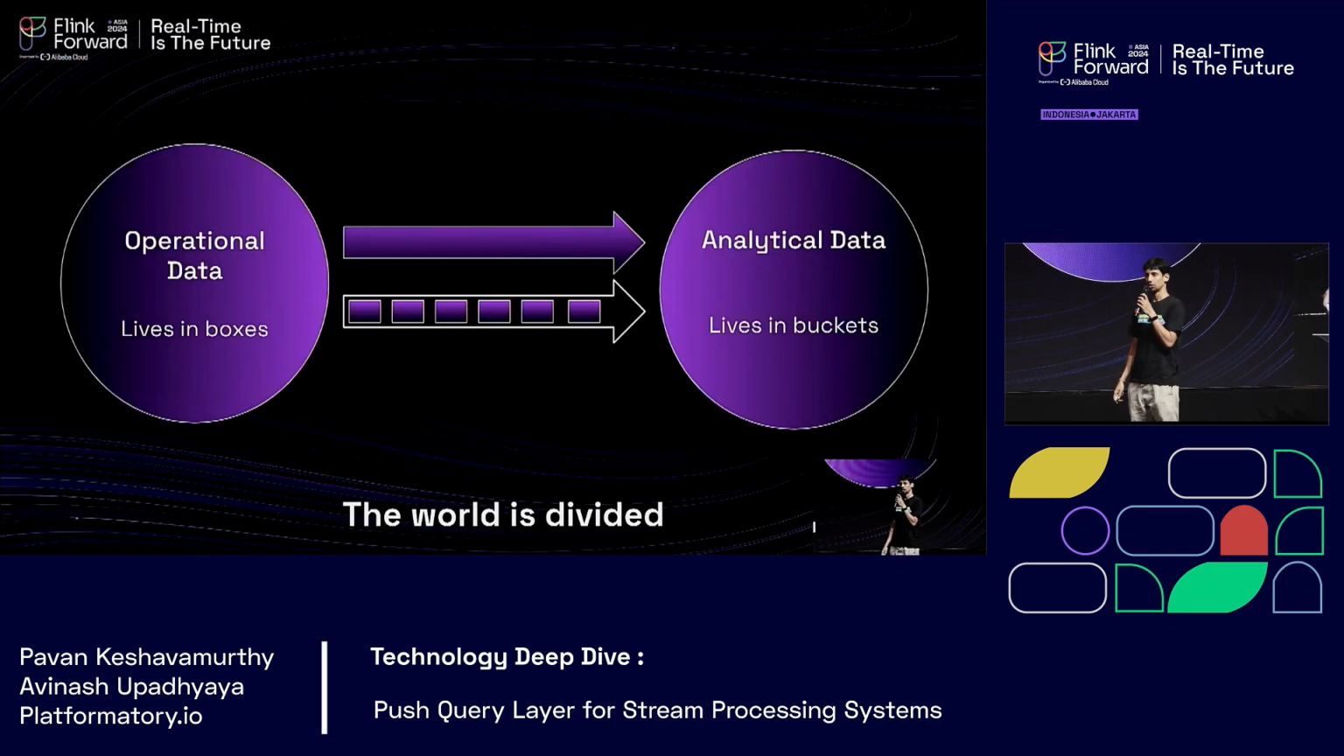All right. So the world is divided, right? There are two broad classes of data. You have operational data. We say this data lives in boxes. Specifically, it lives in boxes like databases of various kinds. It could be SQL, NoSQL, so on and so forth. And you have on the other side big data, right? Big data lives in buckets, not just S3 buckets. It could live in HDFS. It could live anywhere else on the cloud, which is a classic quote-unquote big data system.